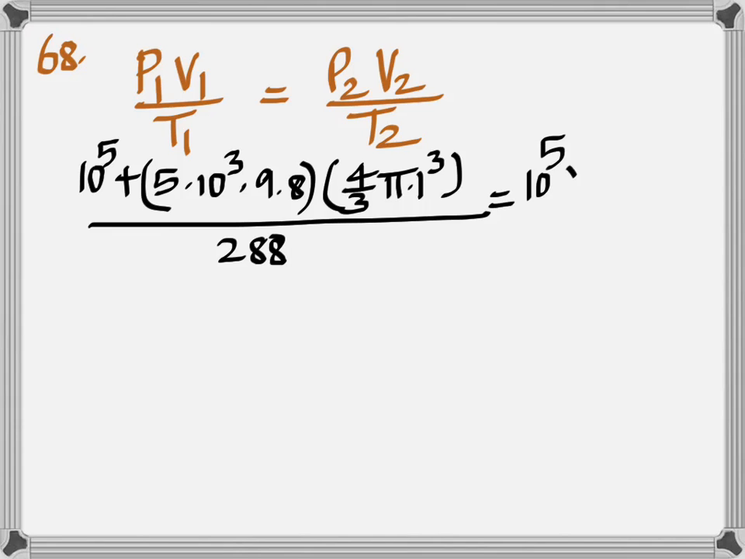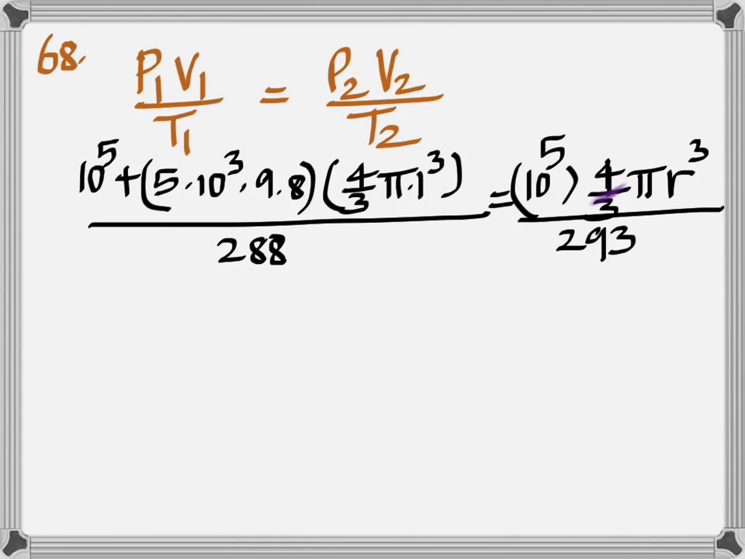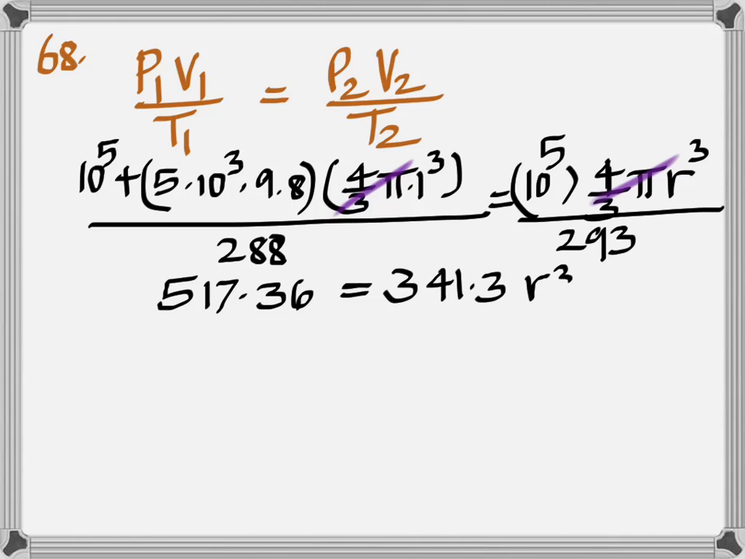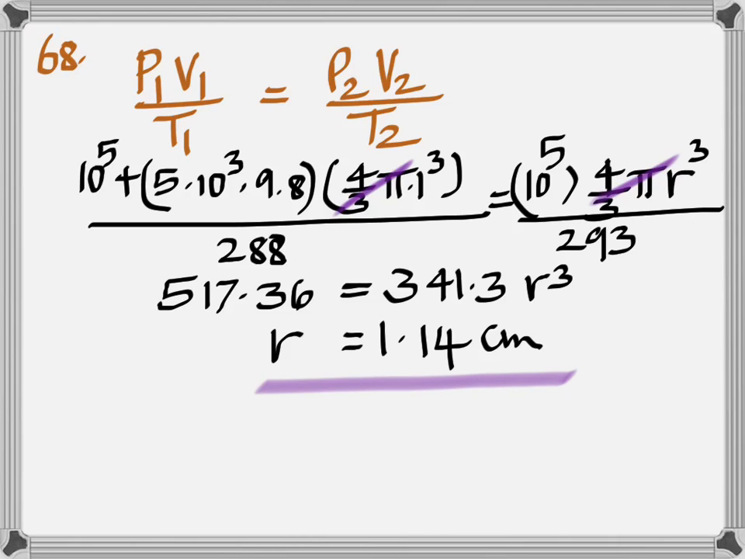So 288 should be in Kelvin. At the surface, the pressure is 10 to the 5. Just 1 atm, 10 to the 5. So many things cancel out, and again, calculate carefully. You get 1.14 centimeter, which is not the radius, it is the diameter, because I took it as that, right? Same thing. So 1.14 centimeter.